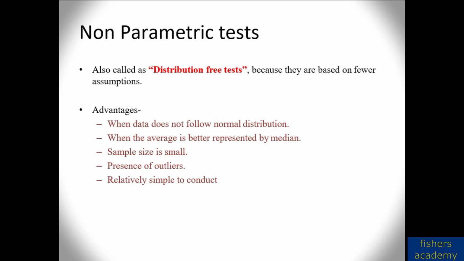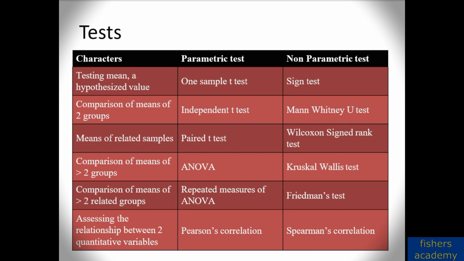Non-parametric tests are also called distribution free tests, because they are based on fewer assumptions. Advantages: when data does not follow normal distribution, when the average is better represented by the median, when the sample size is small, and in the presence of outliers. They are also relatively simple to conduct.